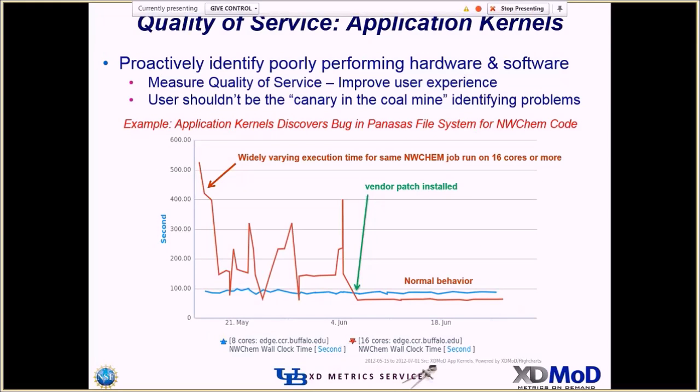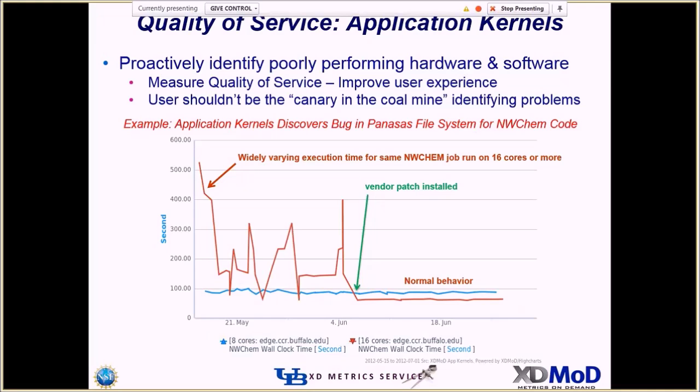Okay, so here actually is the example I talked about, the quality of service. The idea is to proactively identify poorly performing hardware and software. I like to say the user shouldn't be the canary in the coal mine identifying problems. So with application kernels, they're computationally lightweight. They run every single day or every other day, depending on the frequency you want to schedule them, and it's running the exact same series of jobs.